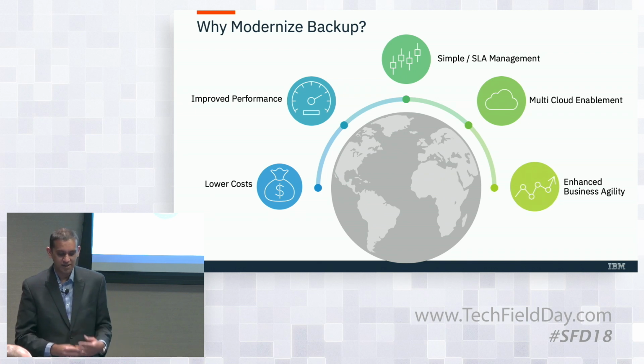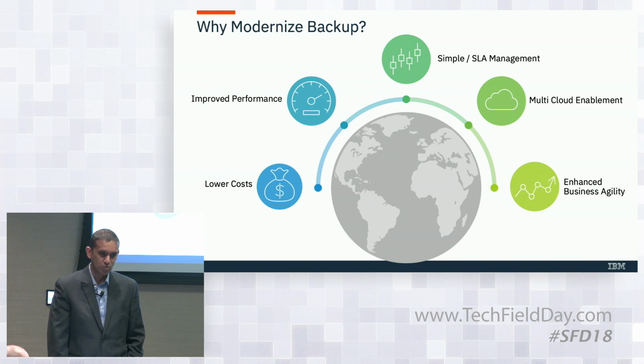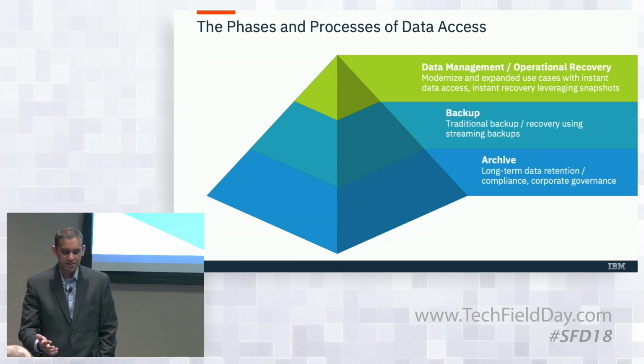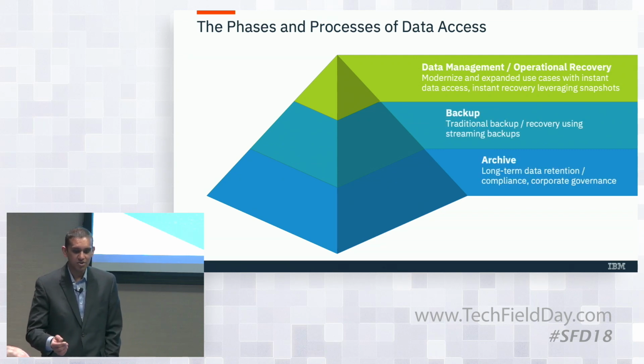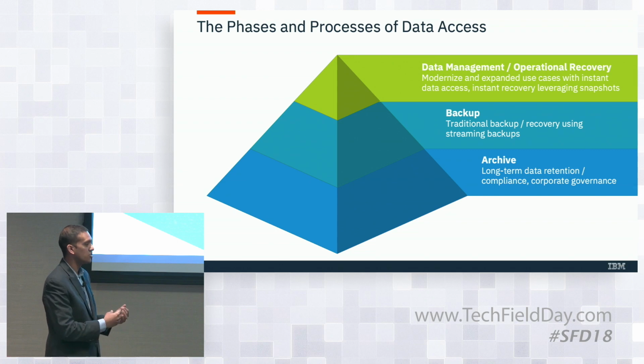And last but not least is enhanced business agility. Going back to what you can do with backups, right? Am I just getting recovery out of it, or can I put it to more use? We are also seeing different phases in the process of data access. Traditionally, it's in the pyramid. You see the bottom two. It's backup, traditional backup and restore, and it's used for streaming all the data to a target.